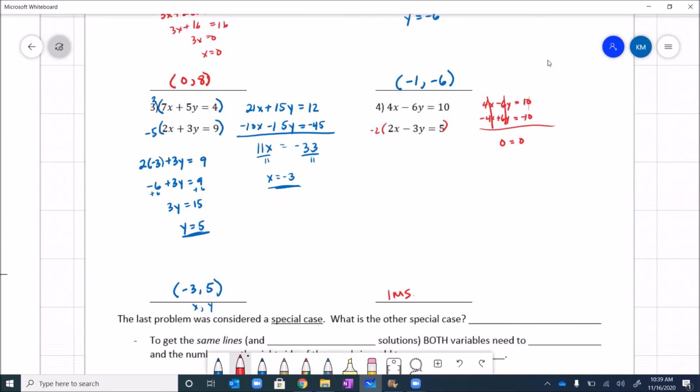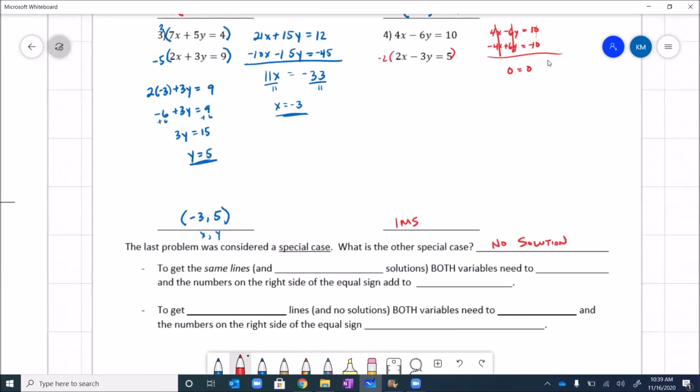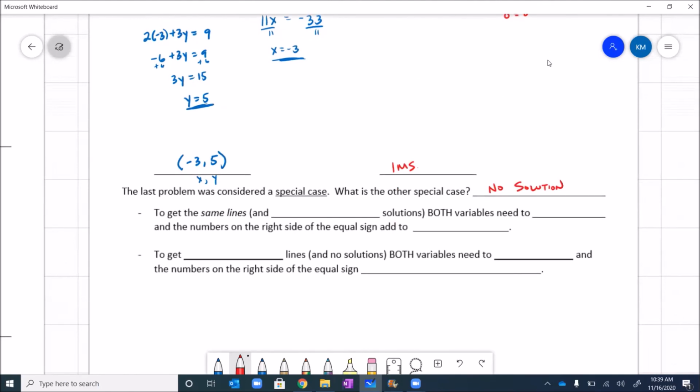Last problem is considered a special case. What is the other special case? Remember, that's no solutions. And that would happen if, when we eliminated our variables, we got an untrue statement. To get the same lines and infinitely many solutions, both variables need to cancel or be eliminated, and the numbers on the right side of the equal sign add to 0.